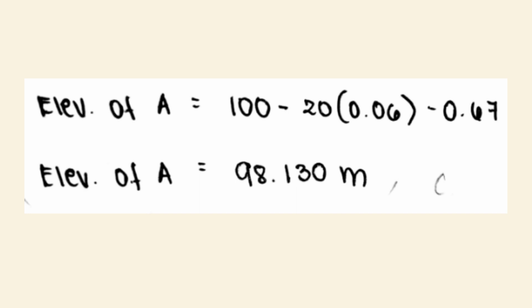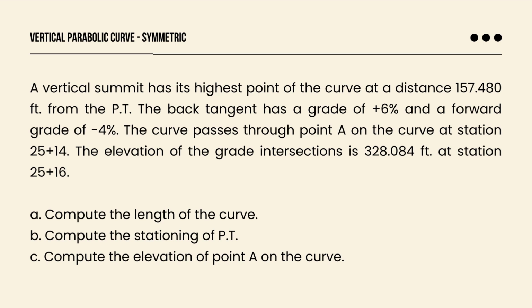Now that we have the values of y and h, we can now compute for the value of the elevation of A. So elevation of A is simply 100, which is the elevation of the grade intersections, minus 20, which is 60 minus 40, multiplied by 0.06 minus the value of y, which is 0.67. Thus, the elevation of point A is 98.130 meters. Now, let's solve the problem using the English system.